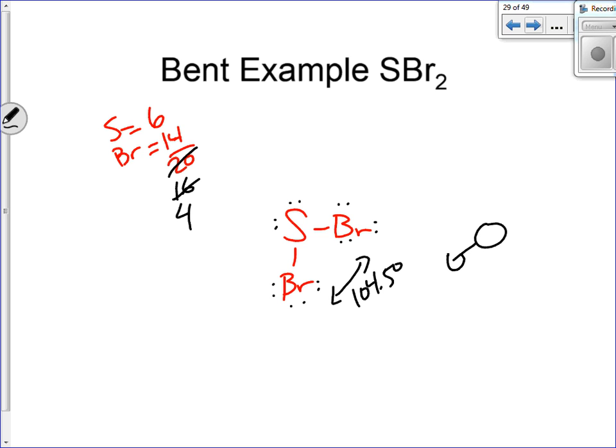Ball and stick model looks more like so. Okay, and this is definitely polar. Now I have to check the electronegativity difference, but I think it would go out towards the bromines. I think they're higher in electronegativity than the sulfur, but I'd have to go back and look at the table of values. Okay.